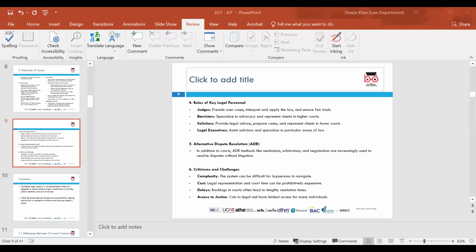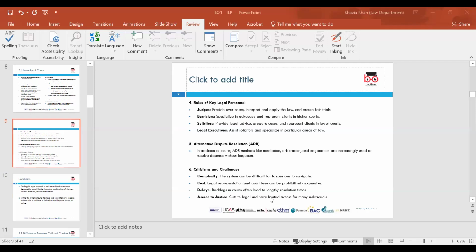Then you have the next one, which is alternative dispute resolution, which is ADR. There are different ways people can resolve disputes without going to court. Common ADR processes include mediation, arbitration, and neutral evaluation. It's less formal, so it could be resolved without going to court.